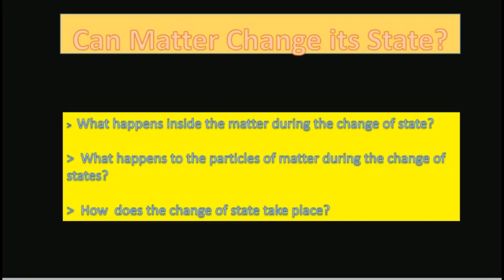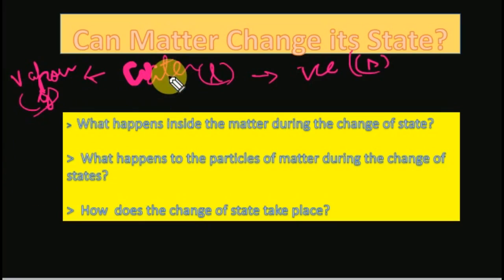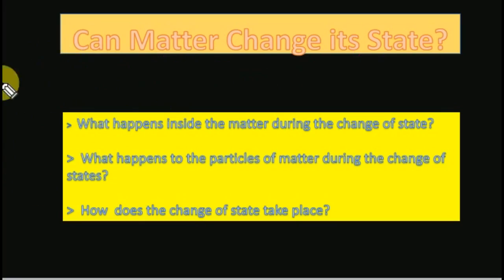Can matter change its state? As we know, matter can change its state. We know that water is in the liquid state. When we keep it in the refrigerator, it gets converted into an ice cube. This is the solid form. When we heat it, it gets converted into vapor. This is the gaseous form. So we know very clearly that matter can change its state.